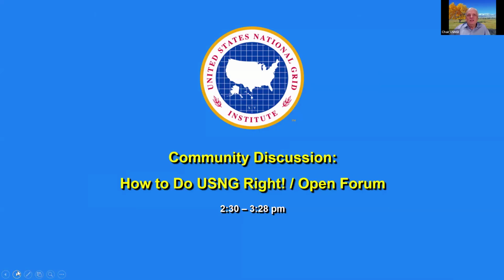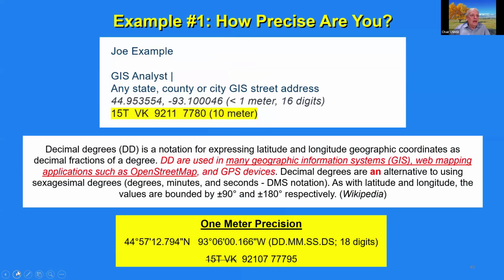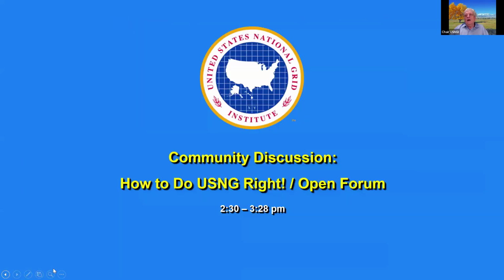We're down to the community discussion, how to do USNG right. And to the degree we bleed later into the day, we can go as late as 3:28 before I turn into a pumpkin. Okay. And to get the show rolling, I got to see where we don't want to do that.